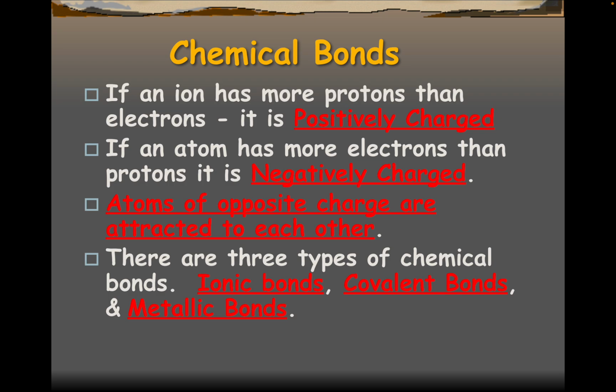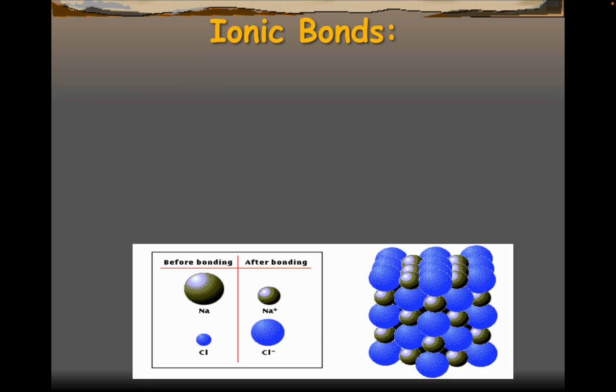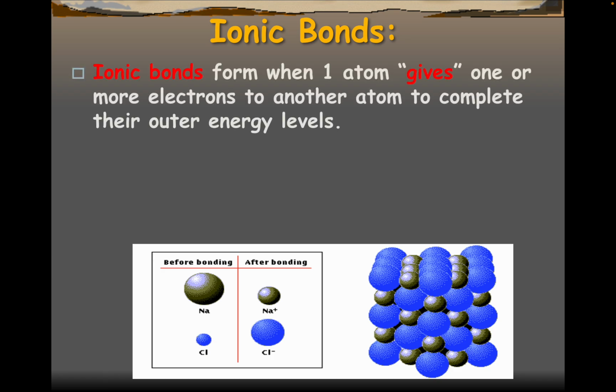There are 3 types of chemical bonds. I'm going to briefly go over ionic. I'm probably going to ignore metallic. In biology, we're dealing mostly with covalent bonds, and we'll talk about that. Okay, so let's just really quickly talk about ionic bonds so we understand the difference.